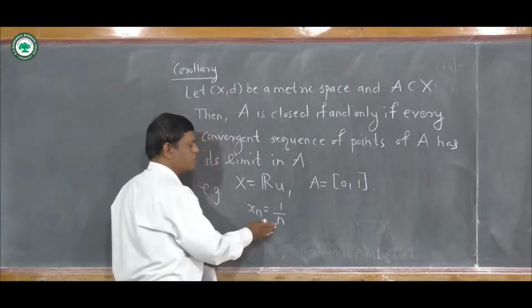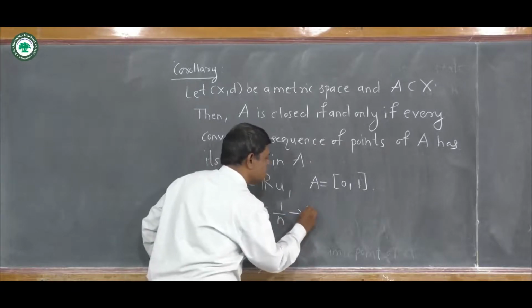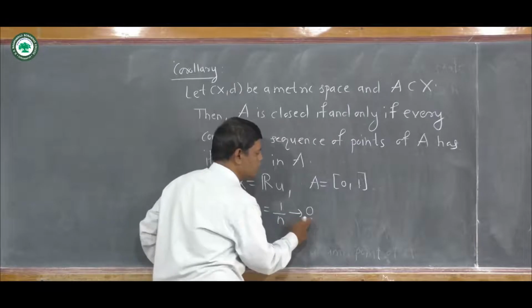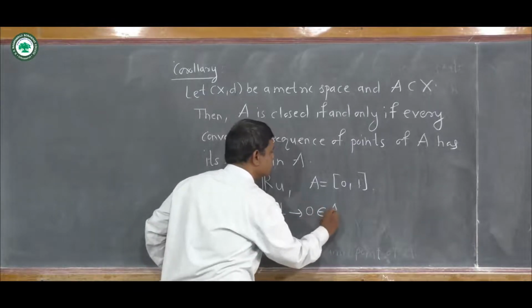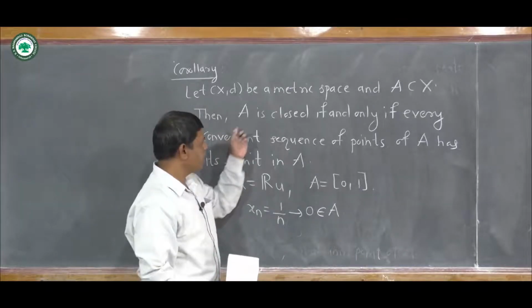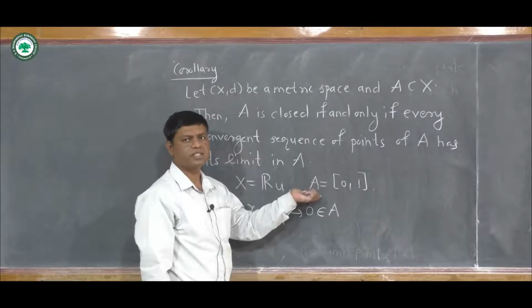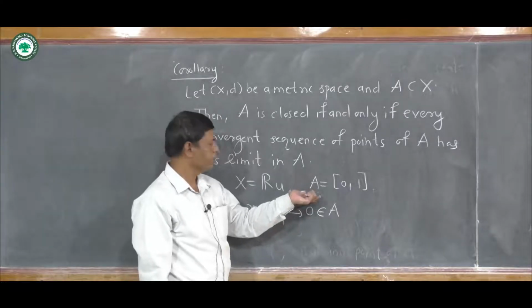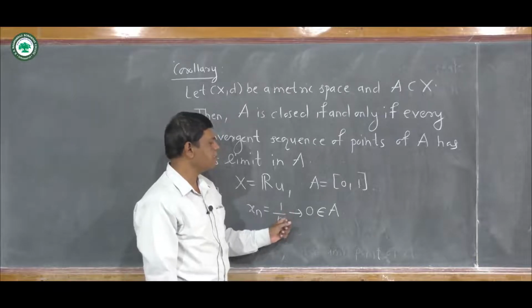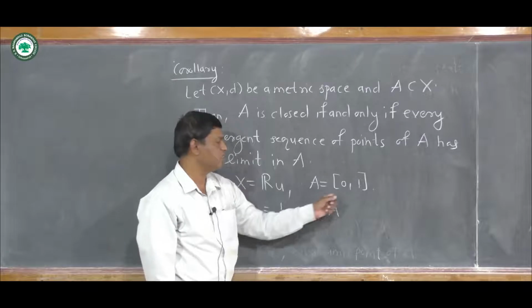Now this is a convergent sequence in this set, and this sequence has limit 0, or this sequence converges to 0, and this is again in this set A. So using this we can say that this set is closed, because if you take any convergent sequence of points of A, then that sequence always converges to an element which is again a member of this set.